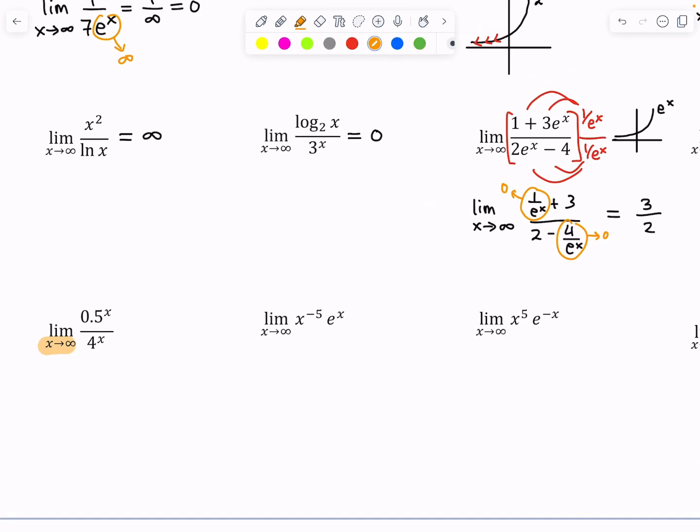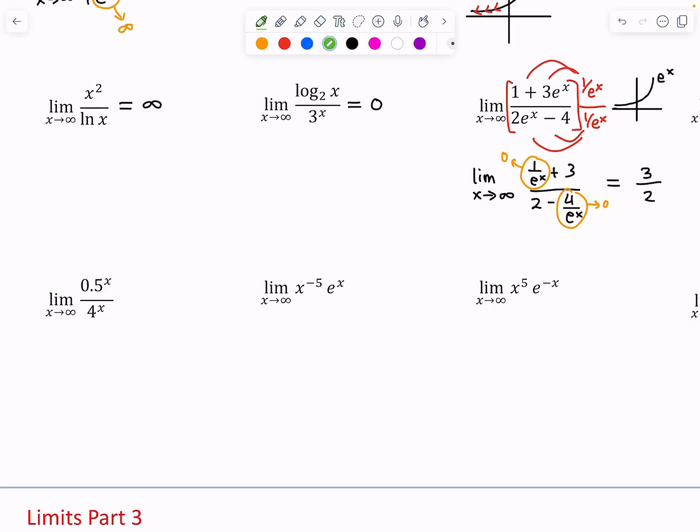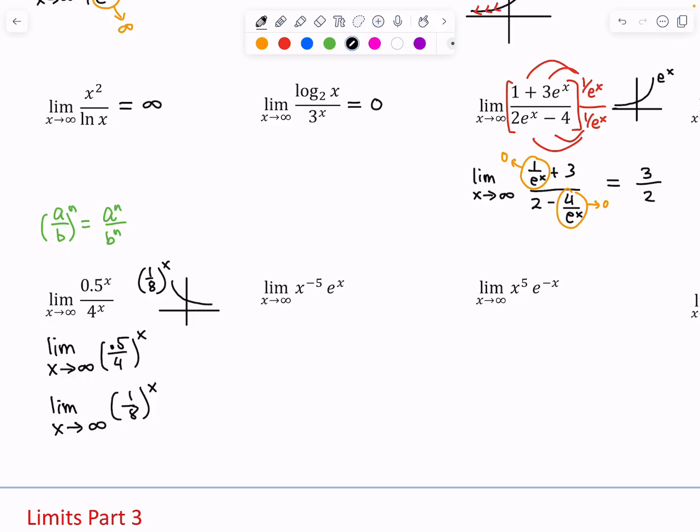Okay, we have x approaching infinity on this next example. Here we have an exponential function over another exponential function. So these are two functions from the same class. What we're going to do here is actually just simplify this. There's a property of exponents that says that a fraction raised to a power, the power can affect the numerator and denominator individually. We can do this property backwards. In other words, I could write this limit as 0.5 divided by 4, all raised to the x. And 0.5 divided by 4 is 1/2 divided by 4, which is 1/8. 1/8 to the x is a decaying exponential function because the base is less than 1. So the graph looks something like this. And as x goes to infinity, this function will decay to 0.